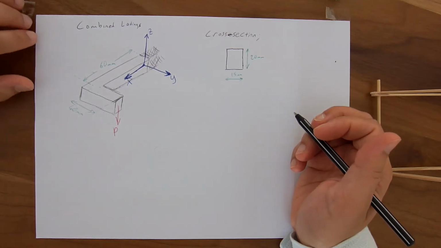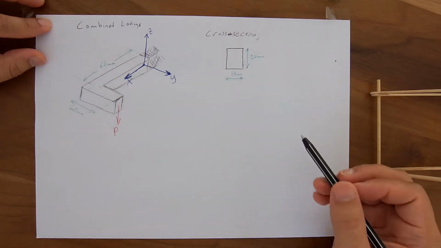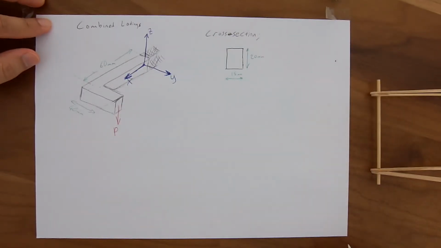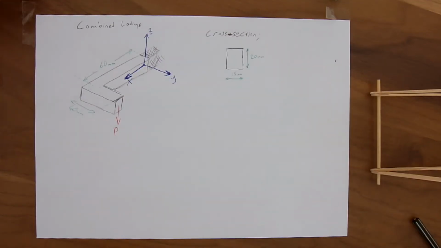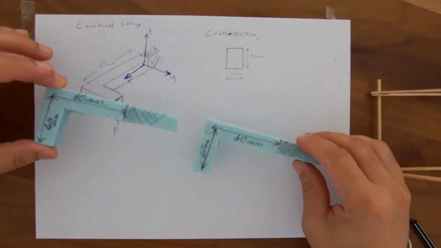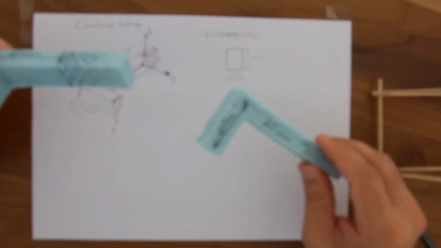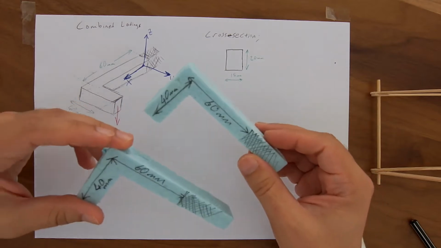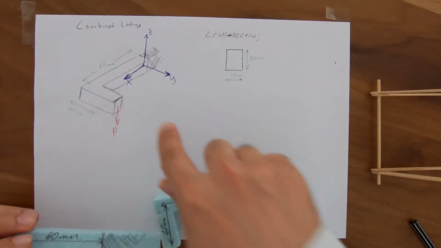Hi everyone. In this lesson we are going to discuss combined loadings and their effects on the stresses and stress states at any point on the structure that we analyze. Take two samples here, two rectangular cross-sectioned rods. They are the same size. You see it is a schematic drawing on the paper.